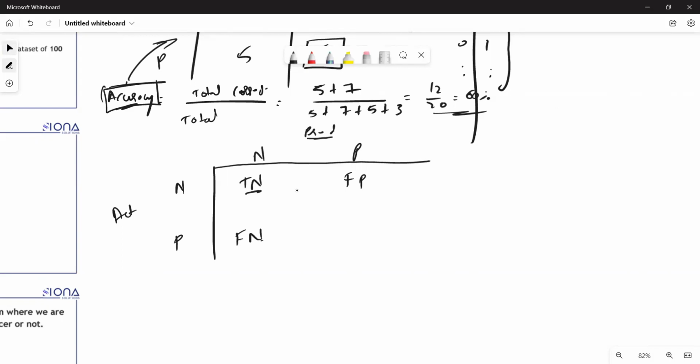The last one would be your true positive, those rows that are predicted positive and are also actually positive. It is very important to understand the true negative, false positive, true positive and false negative. Here it is positively predicted but it's actually negative, whereas here it is negatively predicted but it's actually positive. And here the row is actually positive and also predicted as positive.